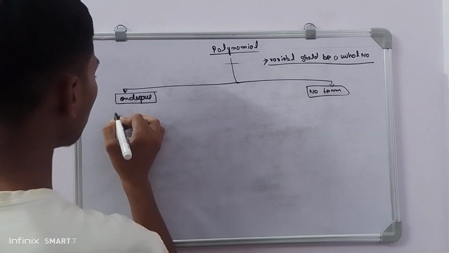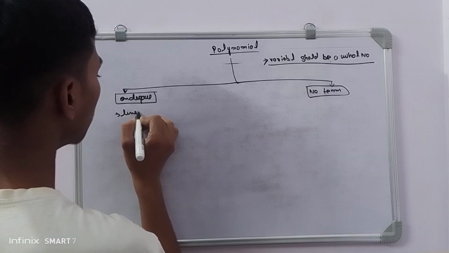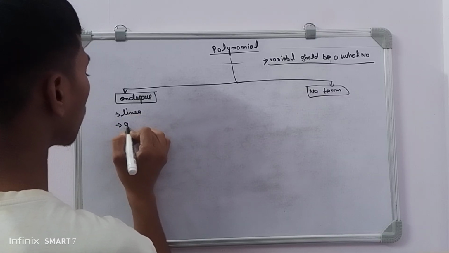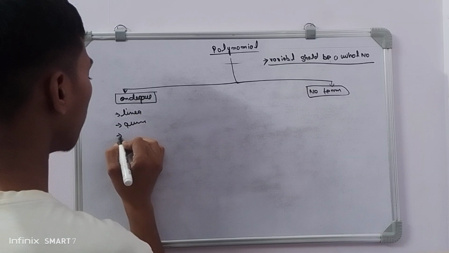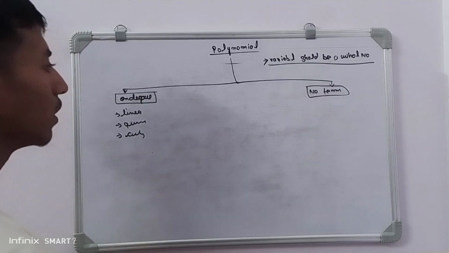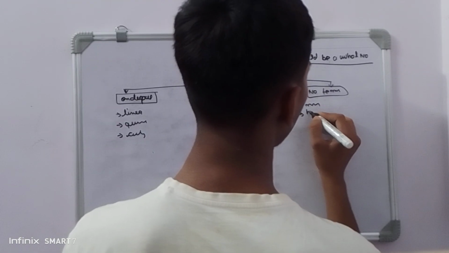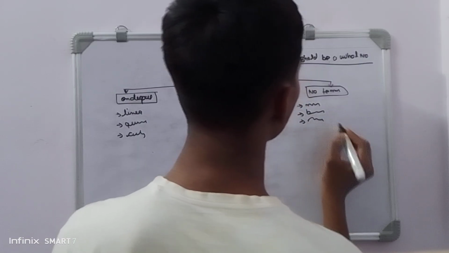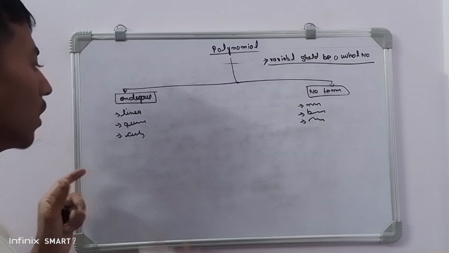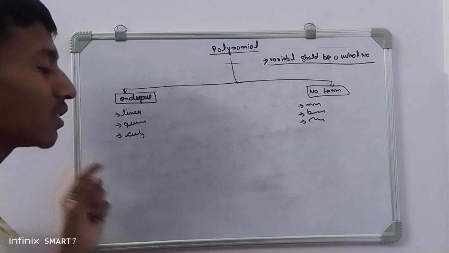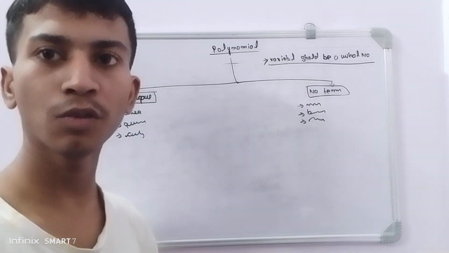On the basis of degree, we get the linear polynomial, quadratic polynomial, and the cubic polynomial. On the basis of the terms, we get the monomial, binomial, and the trinomial. So what is the meaning of linear polynomial? That means the highest variable power should be 1.